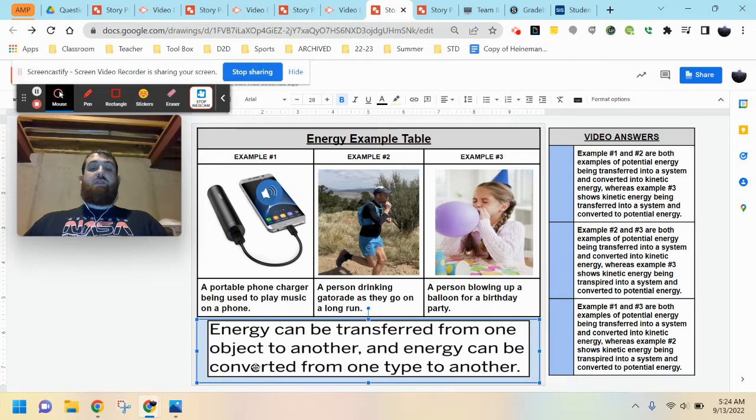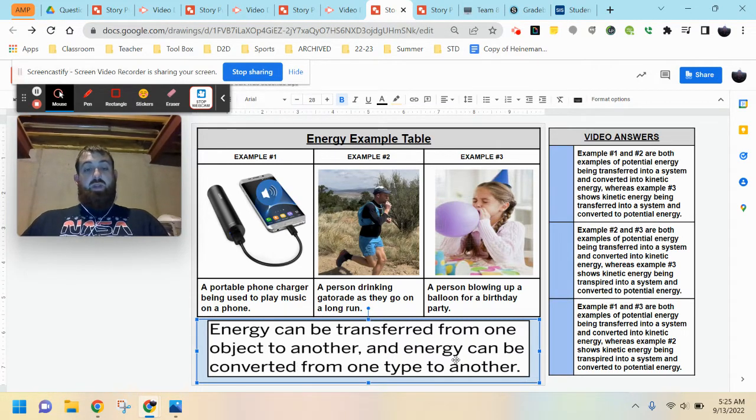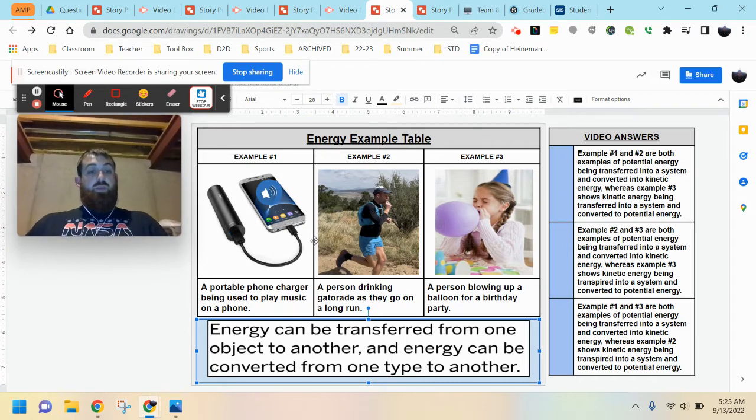We know that energy can be transferred from one object to another, and we know that energy can be converted from one type to the other. We know that the battery here and the Gatorade here are both examples of stored potential energy, energy that can be used to move or change objects in the future. In this case, it's moving and changing the sound waves that are coming out of the phone. Here, it's moving and changing the human's body to be able to run faster.